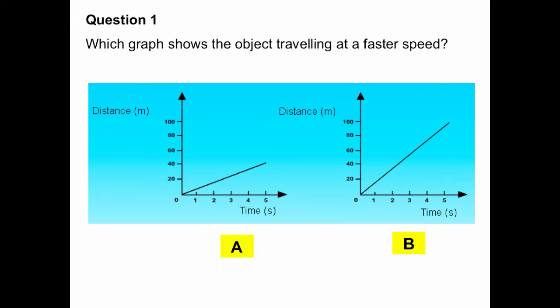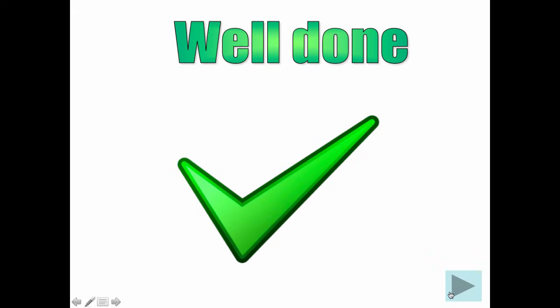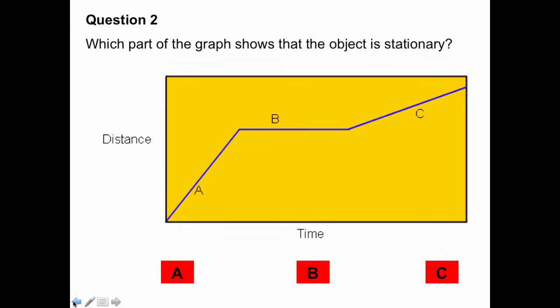Graph A or graph B? So pause it and decide. Actually, I want you to pause it and draw the graph that you think is correct. Ready? All right, well, the answer is B. Okay, so let's go back and look at it.